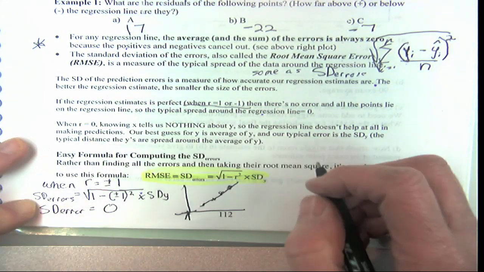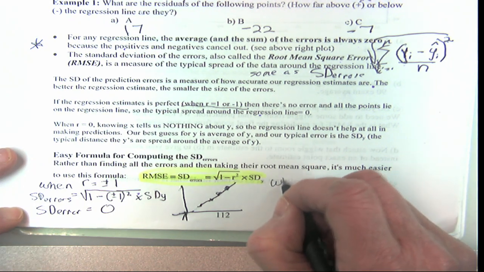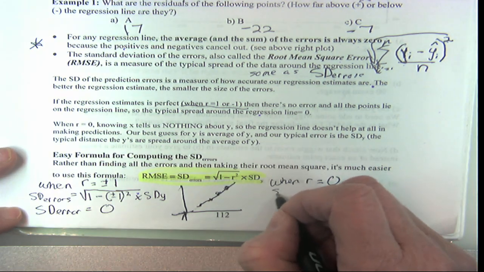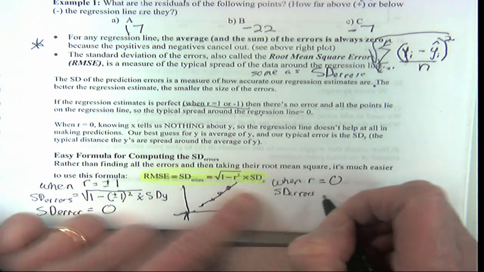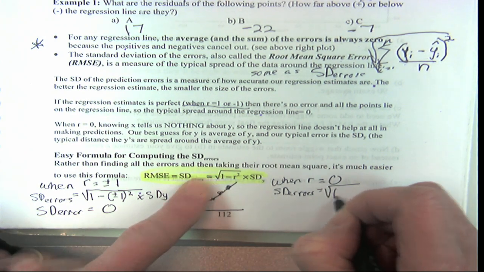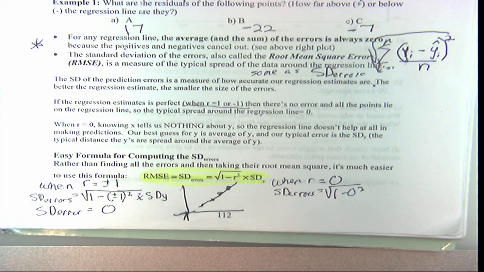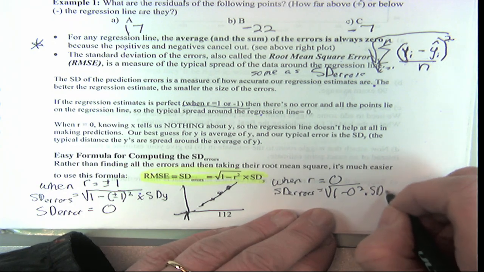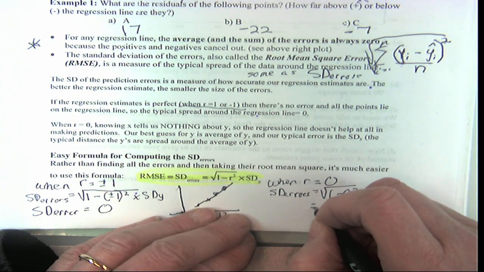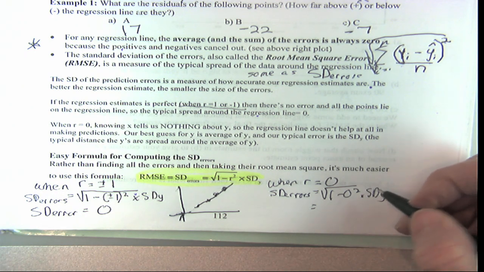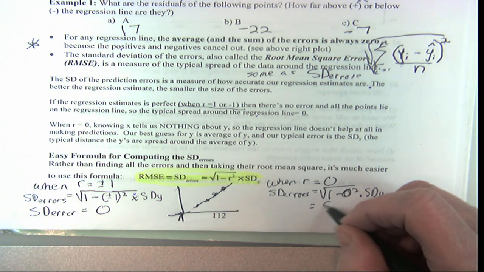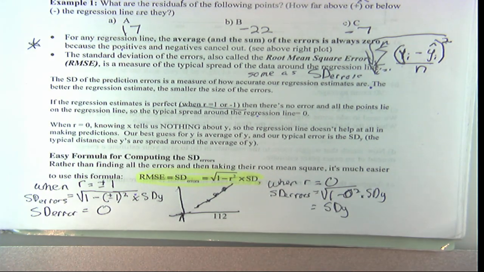How about when r is equal to 0? Let's try that. So when r is equal to 0, then the standard deviation of the errors is equal to the square root of 1 minus 0 squared, times what? Times the standard deviation of y. That's the square root of 1 minus 0 squared. So that's the square root of 1, so it would just be the standard deviation of y. Does that make sense? It's a little bit harder to see, but think about it.